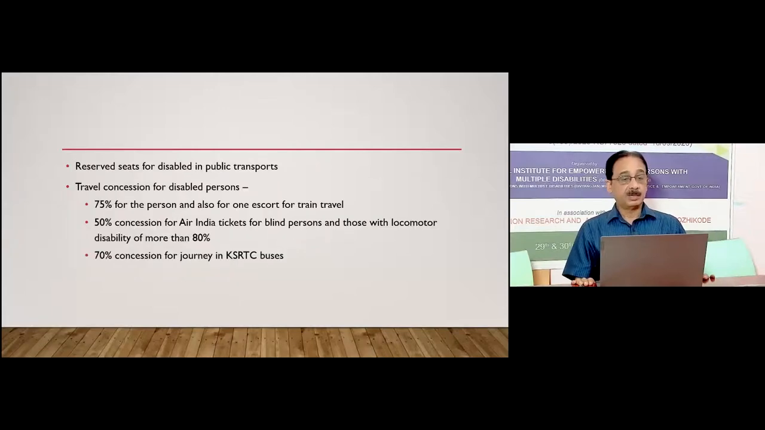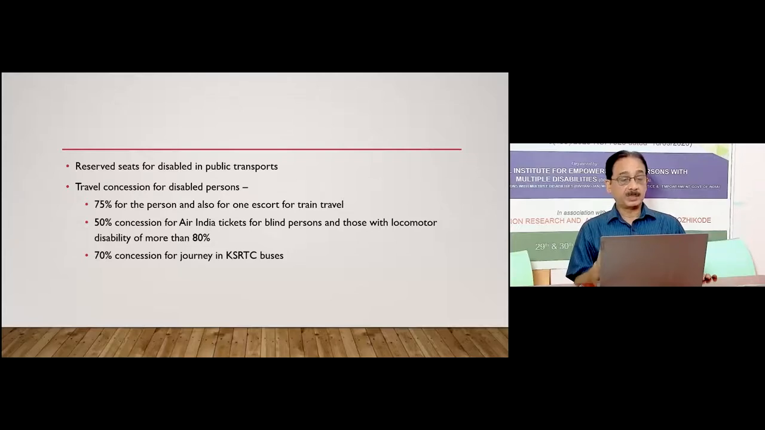And there are reserved seats for disabled in public transports like train. There is a reserved coach, not the entire coach, half of the coach reserved for physically disabled in every passenger train. There are reserved seats in public buses and road transport. Then there is a travel concession for disabled persons. There is 75% concession for the disabled person, and also for the escort, for travel in train.